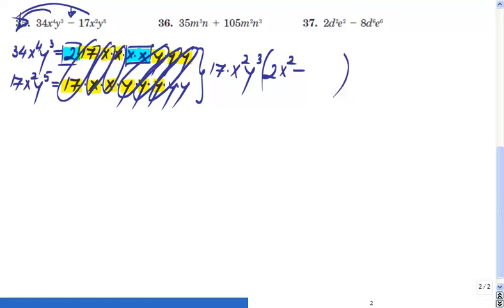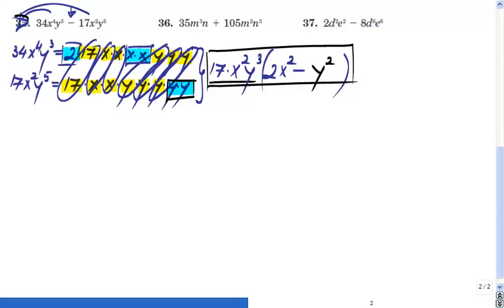What do you have left on the second monomial? Well, 17, x, x, y, y, y. I have only y times y. That will be remaining after I divide 17x squared y to the fifth, I'm sorry, by the common factor. So it will be minus y squared. And this is the answer for this problem here.